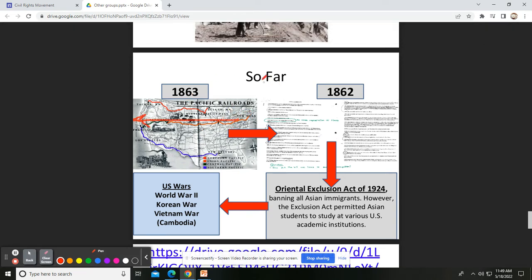Once the railroad was completed, the United States government passed a series of immigration restrictions. For example, the Chinese Exclusion Act, which eventually would lead to the Oriental Exclusion Act. Notice how I use the term Chinese. Why? Because Chinese were the group coming over here in the 1800s to build the railroad. I showed you that image before.